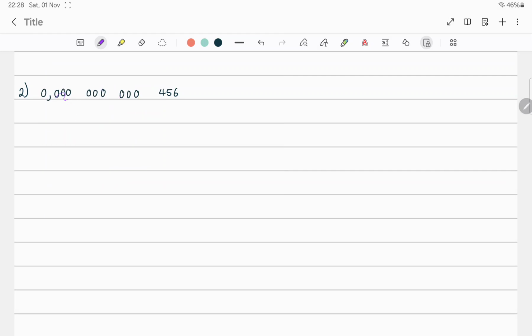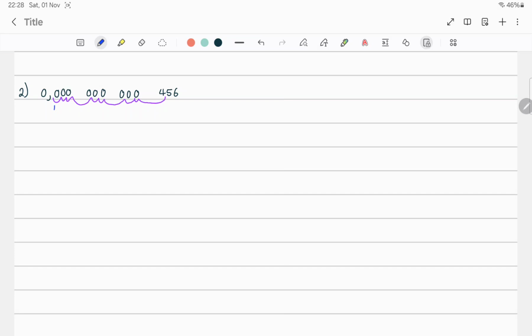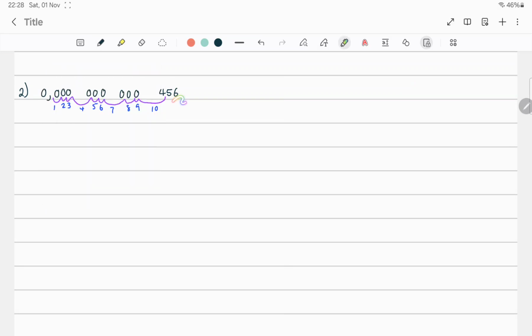How do we move it? We just drag it. We move it here, and so on. But by how many places did we move the comma? Let's count again. We moved it by 1, 2, 3, 4, 5, 6, 7, 8, 9, 10. So we moved it 10 times. When we write our scientific notation, we consider these three non-zero numbers. Those are the very important numbers.